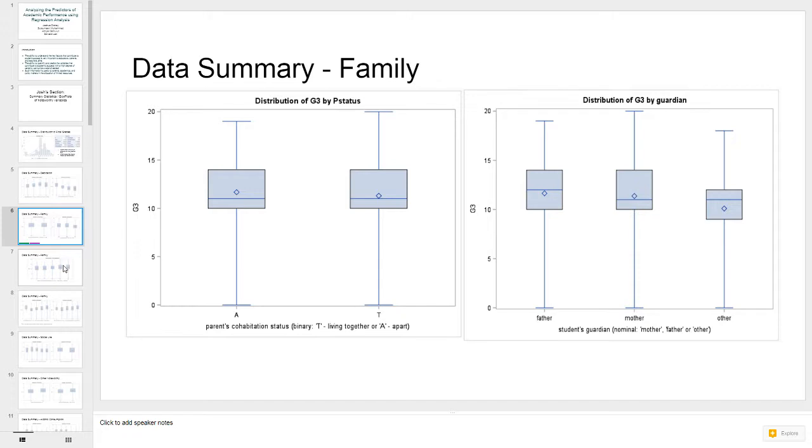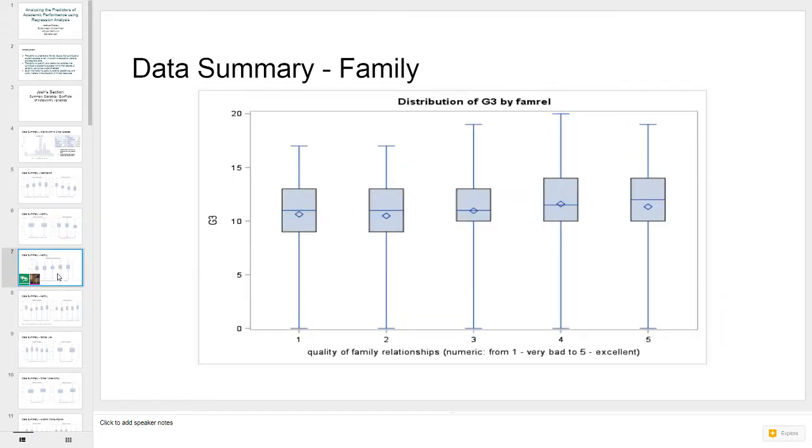So the next one is family. We found this to be a pretty significant predictor as well. If the parents are cohabitating or not, you don't see a big difference in these box plots if they're living together or apart. But when you look at the distribution of final grades by guardian, you do see that if the student comes from a household other than being raised by the father or mother, there is a decrease in the final grade. Next slide.